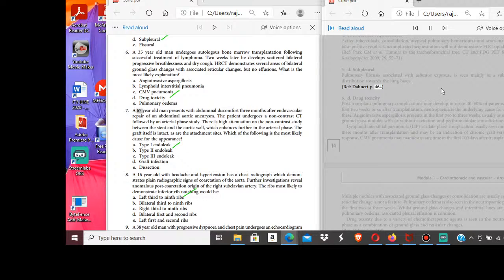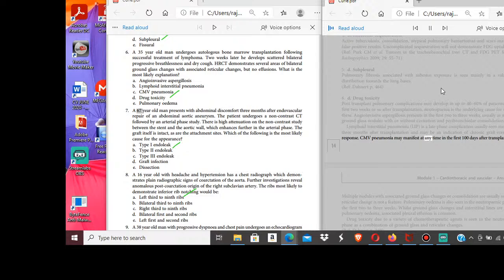6D. Drug toxicity. Post-transplant pulmonary complications may develop in up to 40-60% of patients. In the first 2 weeks or so after transplantation, neutropenia is the underlying cause for most of these. Angioinvasive aspergillosis presents in the first 2 to 3 weeks, usually as multiple ground glass nodules with or without cavitation and peribronchiolar consolidation. Lymphoid interstitial pneumonia, LIP, is a late-phase complication usually seen more than 3 months after transplantation and may be an indication of chronic graft versus host response.